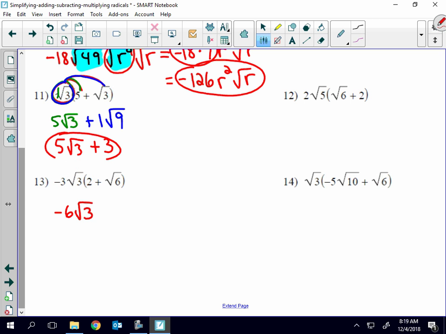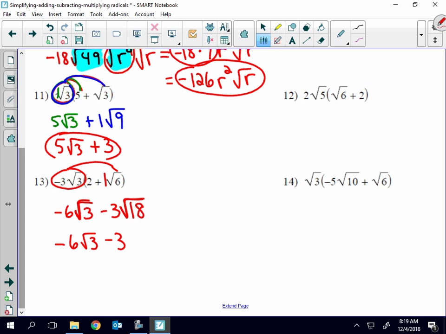All right, now I got to multiply this guy to my radical 6. So nothing outside that guy except a 1, so it's going to be a minus 3. And I can multiply the stuff inside the radicals together. 3 times 6 is 18. Okay, radical 3 can't be simplified, so I can leave that one. But radical 18 can be simplified.